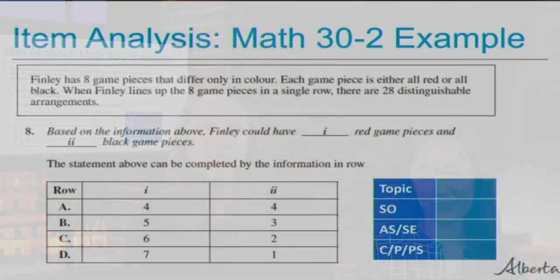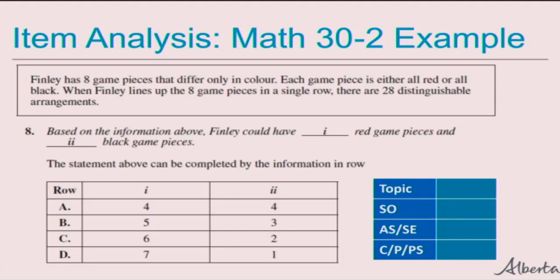We have a Math 30-2 example. Again, try and determine what the cognitive level is for this particular question. And if you have some time, the topic, specific outcome, and the standard. So this time, our topic is probability. The specific outcome is 5. It is at the acceptable standard, and the classification is problem solving.